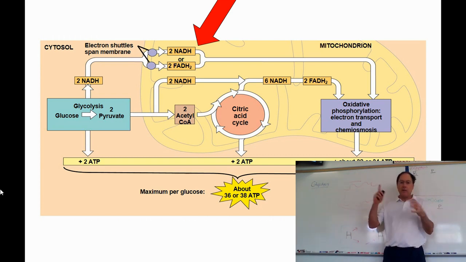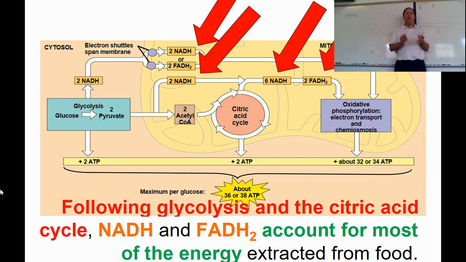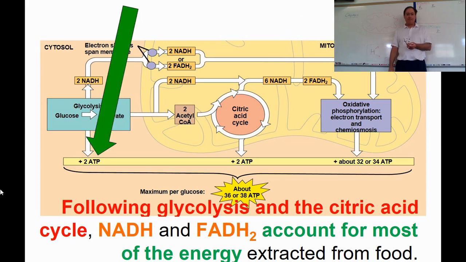NAD is a plus. It's a charged molecule. Same with FAD. But you can see that here, following glycolysis and the citric acid cycle, NADH and FADH2 account for most of the energy extracted from food. I'm going to show you in a moment where 10% of the energy is made, but let's just focus on the big picture now of getting the hydrogens, stripping them off of this molecule of glucose, and then taking those electrons, which were once part of hydrogens, to the electron transport chain. You can see it here, here, here, and here. Just know that this is a big player, and it's an electron carrying molecule.